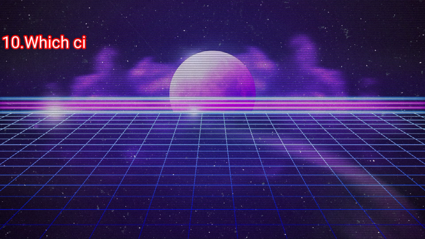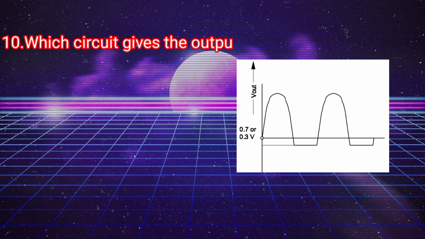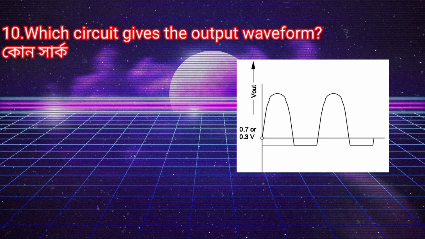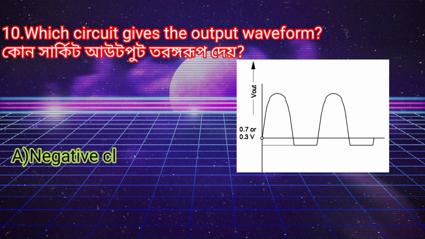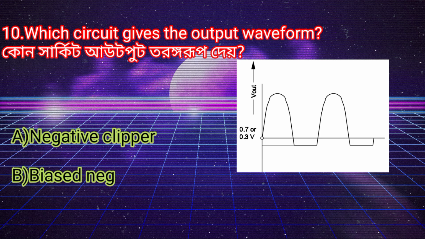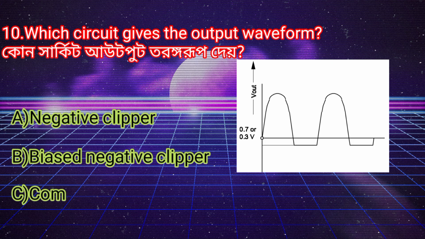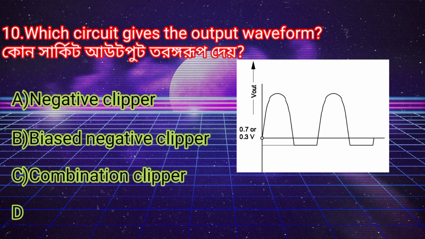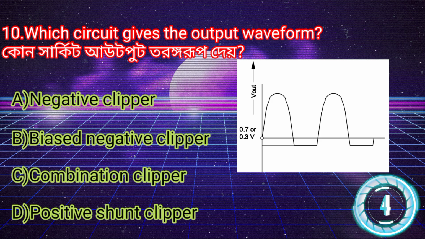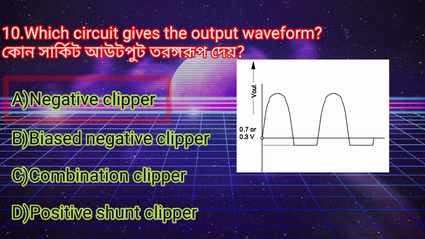Which circuit gives the output waveform? Option A, negative clipper. Option B, biased negative clipper. Option C, combination clipper. Option D, positive shunt clipper. উত্তর হবে option A, negative clipper.